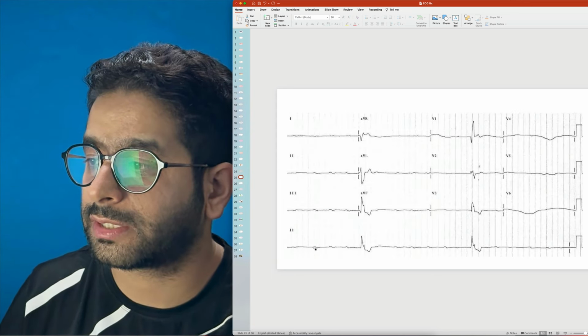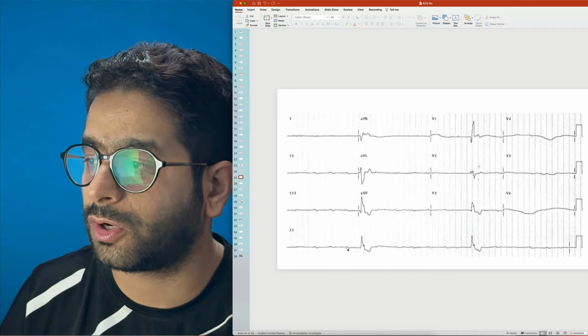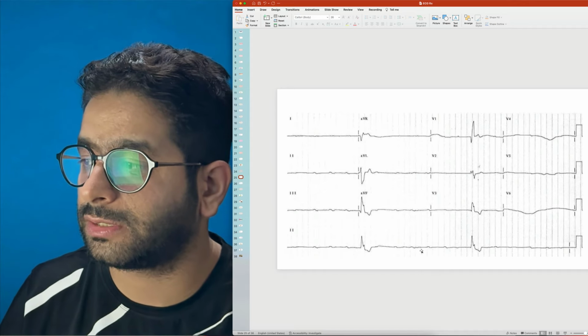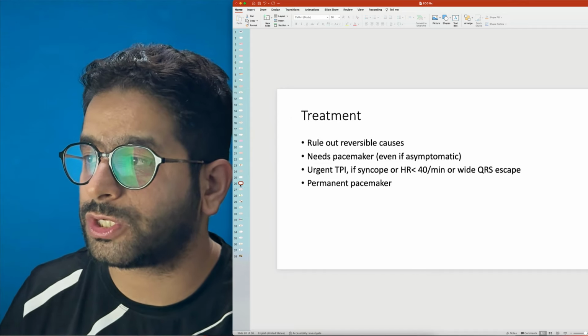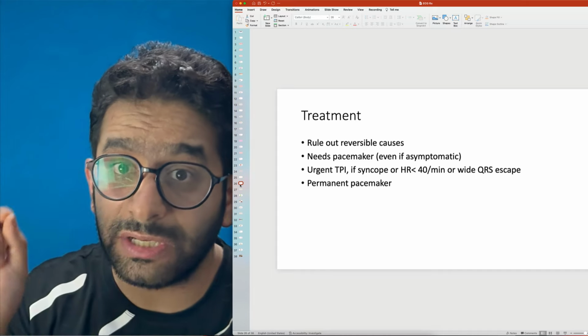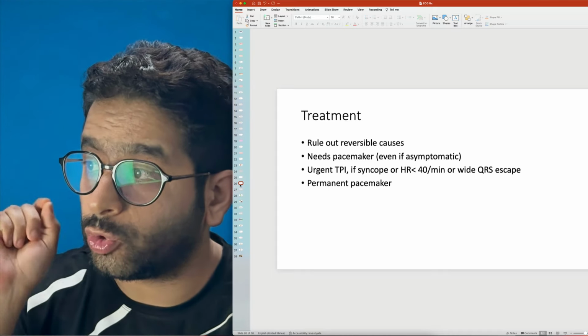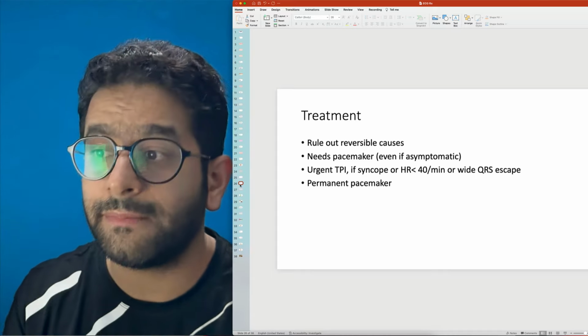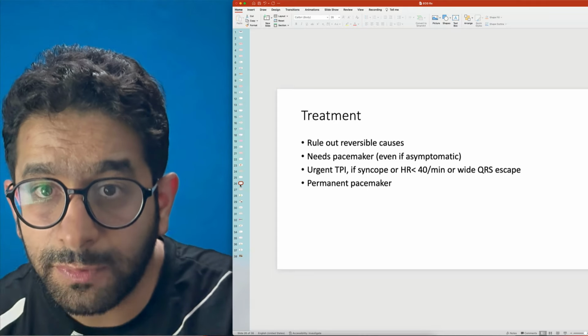P waves not conducted, not conducted. An escape beat comes, not conducted, not conducted. What do you do in this situation? Rule out reversible causes, especially potassium abnormalities. Okay, rule out reversible causes. Then remember, the reversible causes are treated.